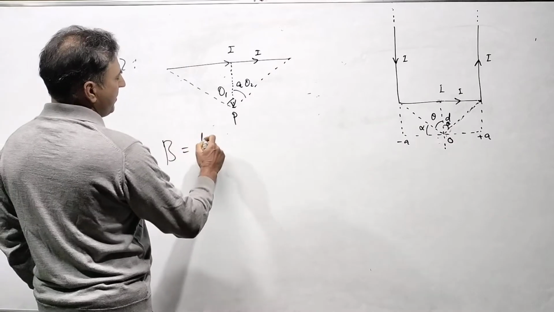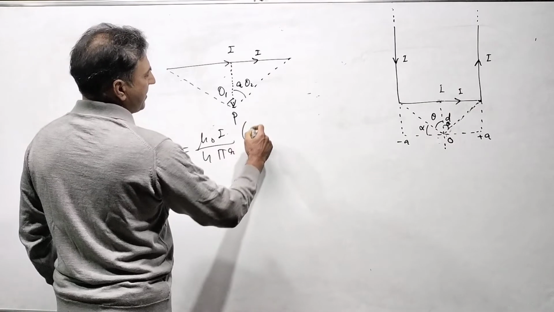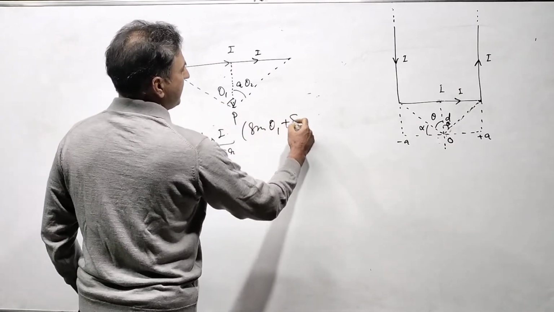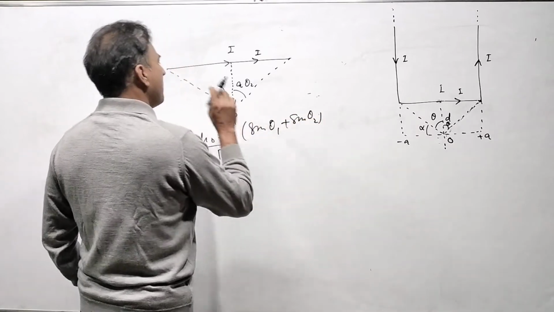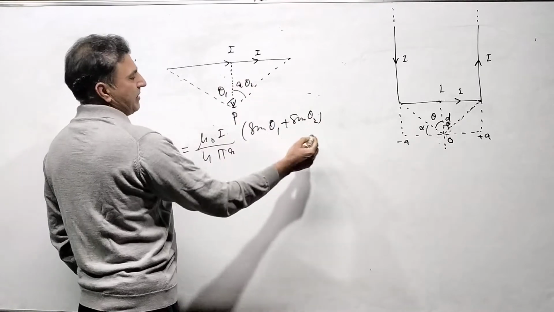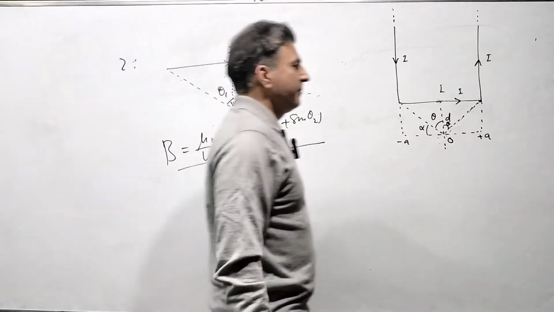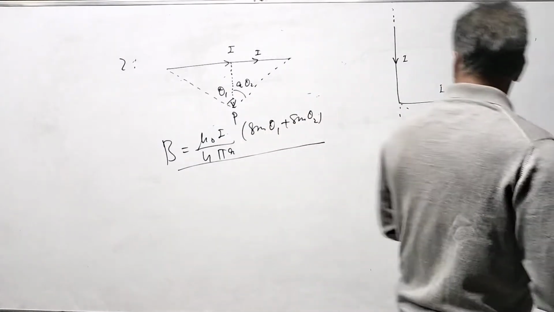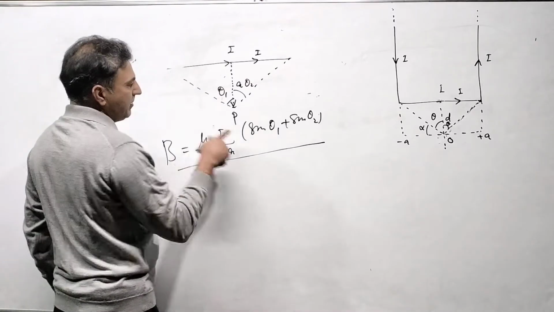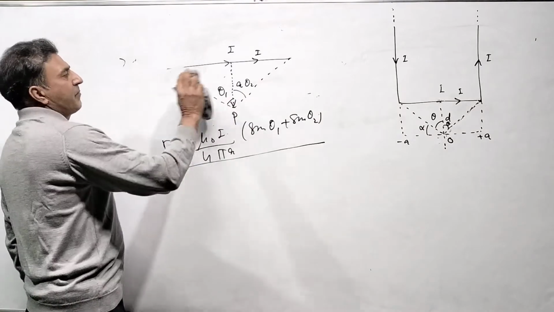Same formula. Mu 0 I by 4 pi A, sine theta 1 plus sine theta 2. You have to remember this. When the point is inside the domain, it is sine theta 1 plus sine theta 2. This we have to remember. Third one. These two things have to be remembered so that we can attack that problem in a very efficient way.